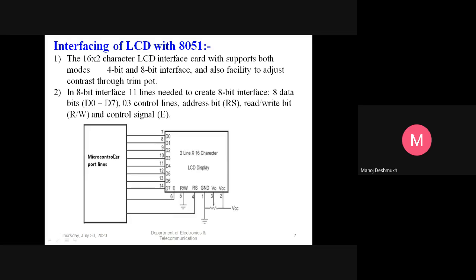Here you should mention the 8051 or 89S51 microcontroller. If you have any query, please ask. Otherwise, start drawing the diagram and writing these two points for interfacing of LCD with 8051.